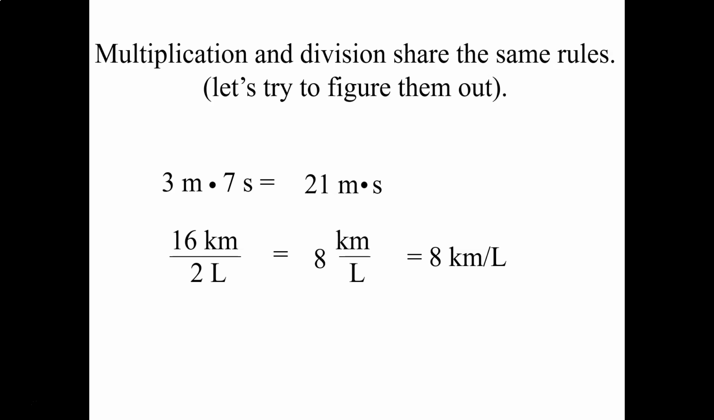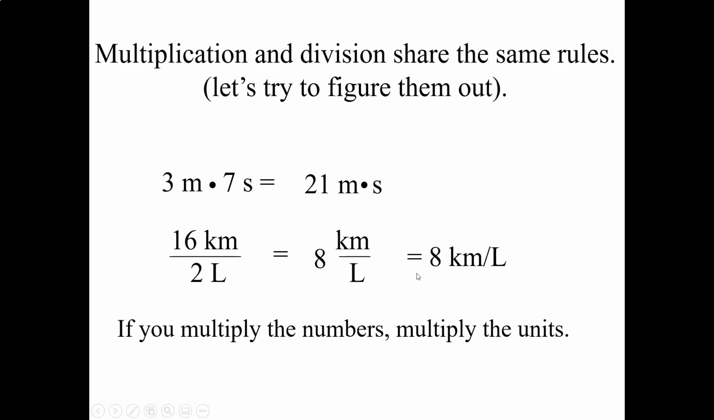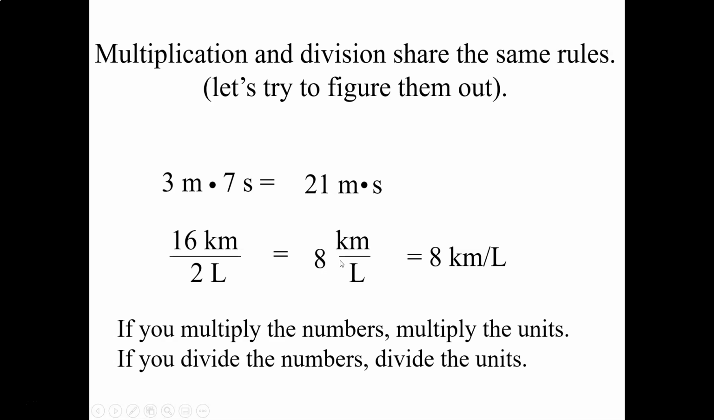Pretty straightforward. Multiplication and division is pretty straightforward too. If I take 3 meters and I multiply by 7 seconds, I get 21 meter seconds, meter dot seconds. If I take 16 kilometers and divide by 2 liters, I get 8 kilometers over liters, or kilometers per liter. It's really this straightforward. If you multiply the numbers, multiply the units. If you divide the numbers, divide the units. That's the rule. I guess this is why they expected me to know it, because it's so straightforward. But unless somebody explains it to you, you don't necessarily know it.